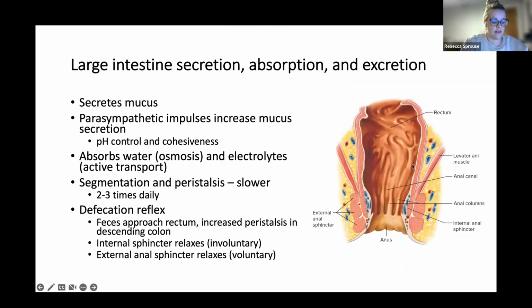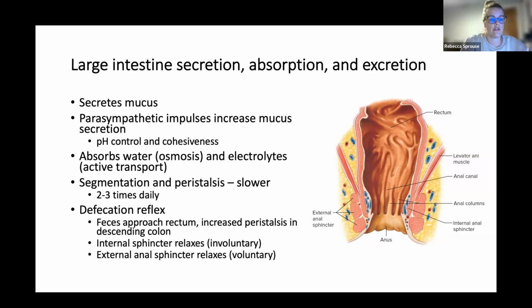The large intestine doesn't do a whole lot in terms of function, and it's also very slow compared to the rest of the path up until this point. Its main secretion is going to be mucus, and the parasympathetic impulses increase that mucus secretion. That mucus is important for pH control, but also for the binding of the fecal matter into a mass. It's going to absorb water by osmosis, electrolytes by active transport. Peristalsis occurs a lot slower than it does in the small intestine or stomach, only about 2 to 3 times daily. And then bowel movements are going to occur.